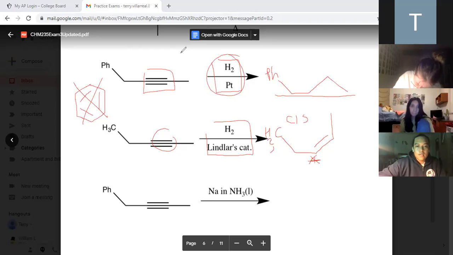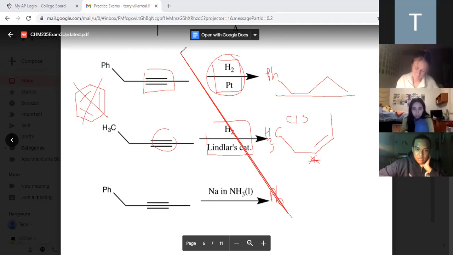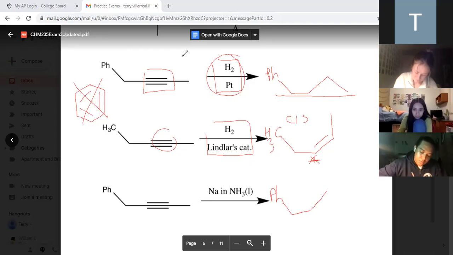Okay, anyone have a guess what's going to happen with sodium and NH3, ammonia? It's going to be trans. Yep, you are going to keep your bond, but now it's going to become a double bond, and it's going to be trans. So it'll give you the trans.